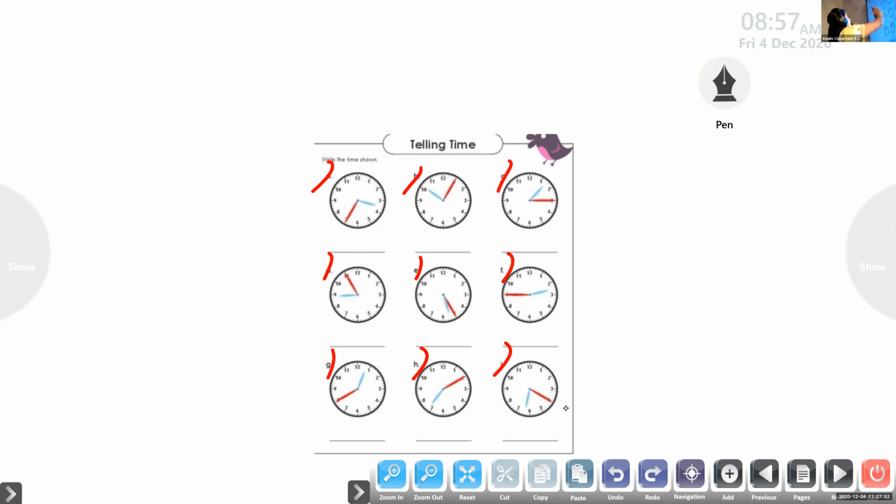For the first question, A, the hour hand's position is between 3 and 4, and the minute hand's position is on 7. I am showing it between 3 and 4. Better I will ask one by one, by the time others write. Okay.